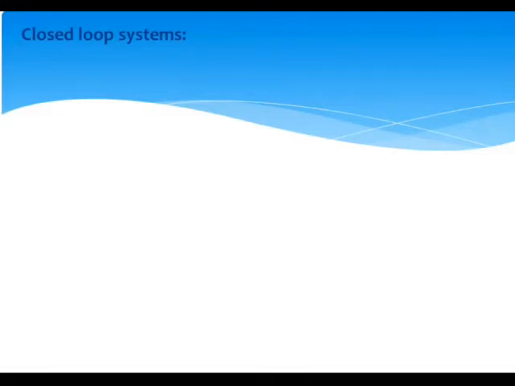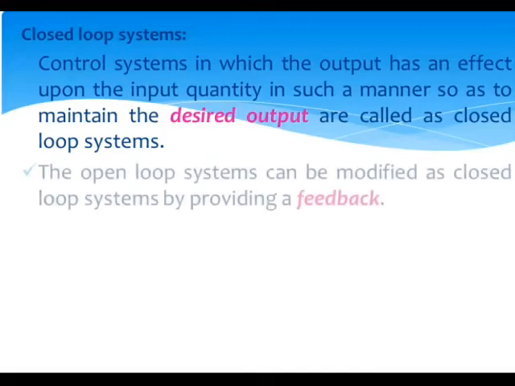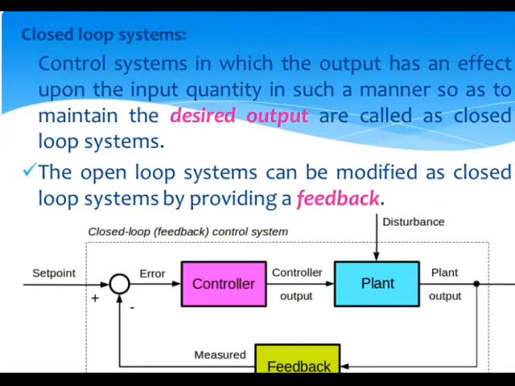The next comes the closed loop system. Closed loop system is the system in which the output has an effect upon the input quantity in such a manner that to maintain the desired output constant, such a system is called as closed loop system. The open loop system can be modified as closed loop system by providing a feedback. You can see the block diagram of a closed loop system.